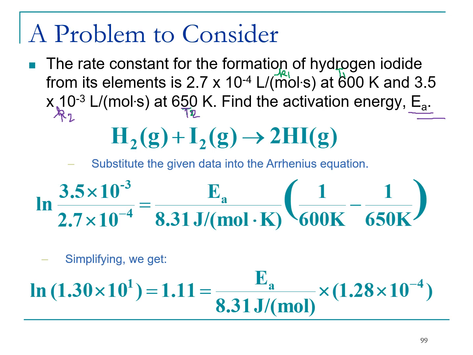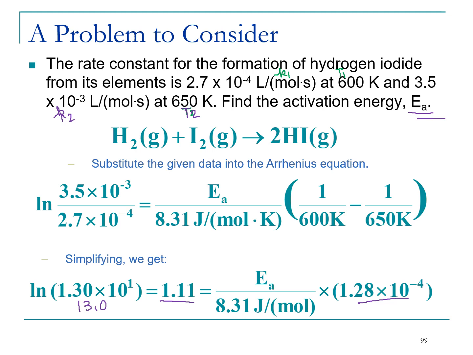So we plug in k2 over k1, Ea over R, which is just 8.31, and then 1 over T1 minus 1 over T2. So I took the ratio, 3.5 times 10 to the minus 3 divided by 2.7 times 10 to the minus 4, which is 1.30 times 10 to the first, or 13. The natural log of 13 is 1.11, equals Ea over R, and then you do 1 over 600 minus 1 over 650, making sure that T is in Kelvin. So this equation simplifies down to that. So 1.11 equals Ea over 8.31 times 1.28 times 10 to the minus 4.